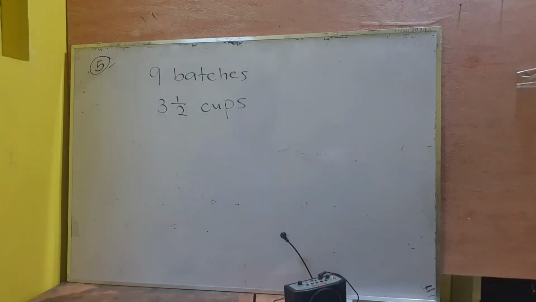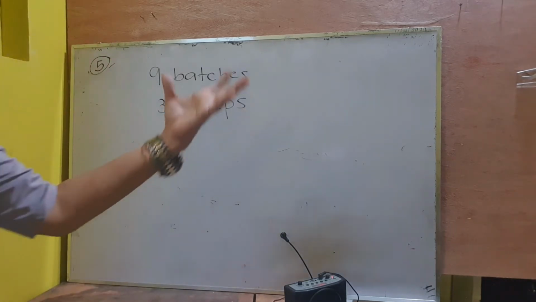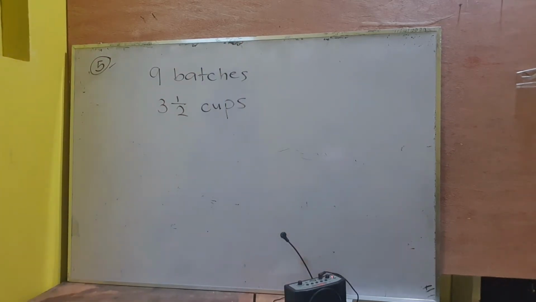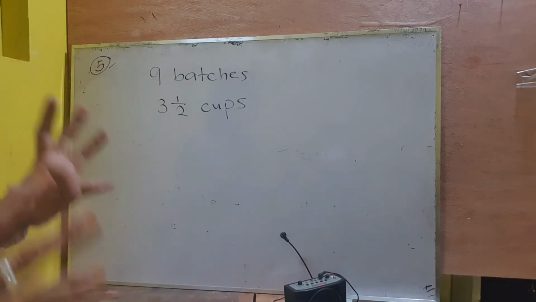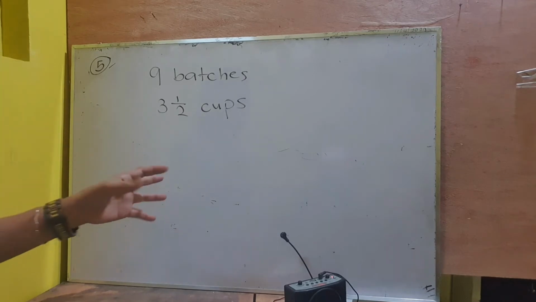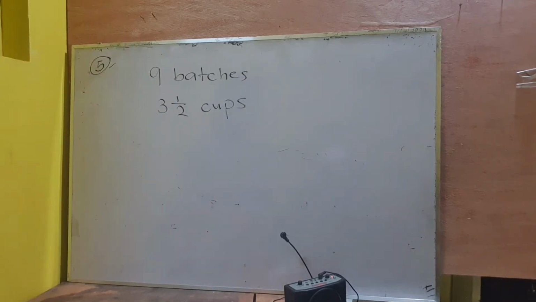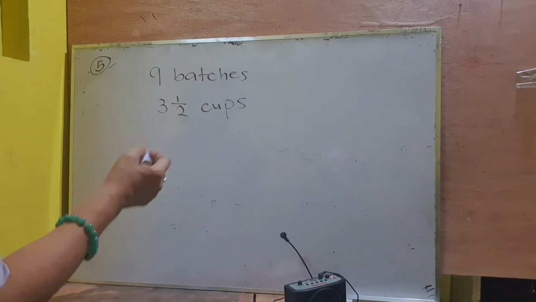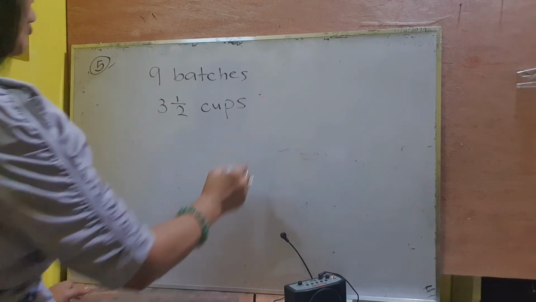paano ngayon ang gagawin ninyo kung meron kayong ganito? Kung kayo daw ay magbe-bake ng cake, okay? You will make 9 batches of your baking cake, no? And then 3.5 cups bawat batch. Okay, so ngayon, ang gagawin niyo dito, ito yung tinatawag natin na multiplication. Okay, so how are we going to multiply this one?